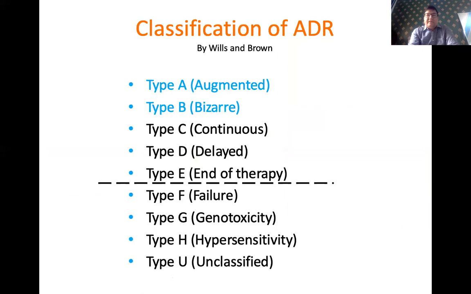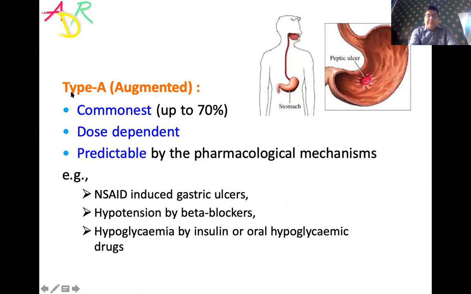So, as per Wills and Brown, we classify ADRs into different types such as type A, which is augmented, type B, bizarre, type C, continuous, type D, delayed, type E, end of therapy, type F, failure, type G, genotoxicity, type H, hypersensitivity, and the unclassified type U. So coming one by one to type A, which is the augmented, it is the commonest, which accounts for around 70% of the ADRs. It is a dose-dependent ADR, and it can be predicted by the pharmacological mechanism of drug action.